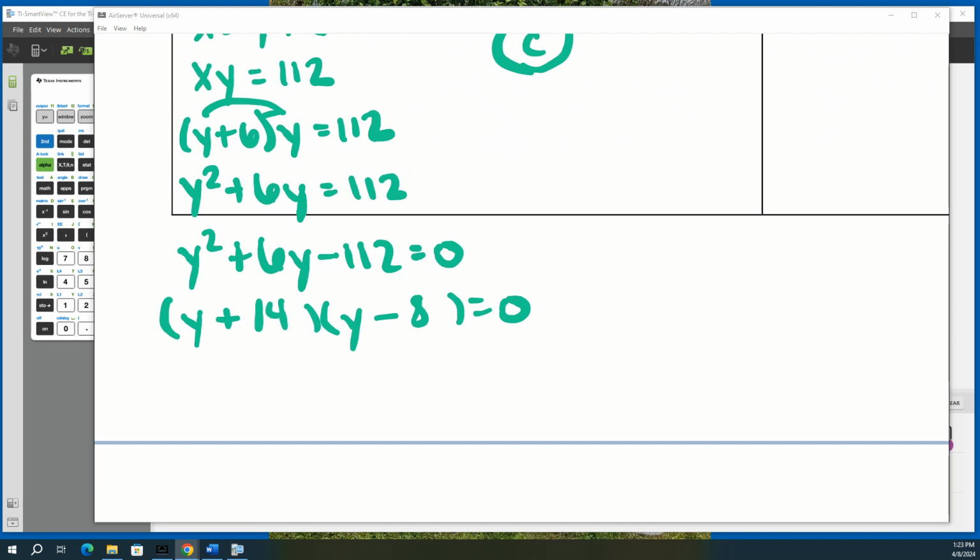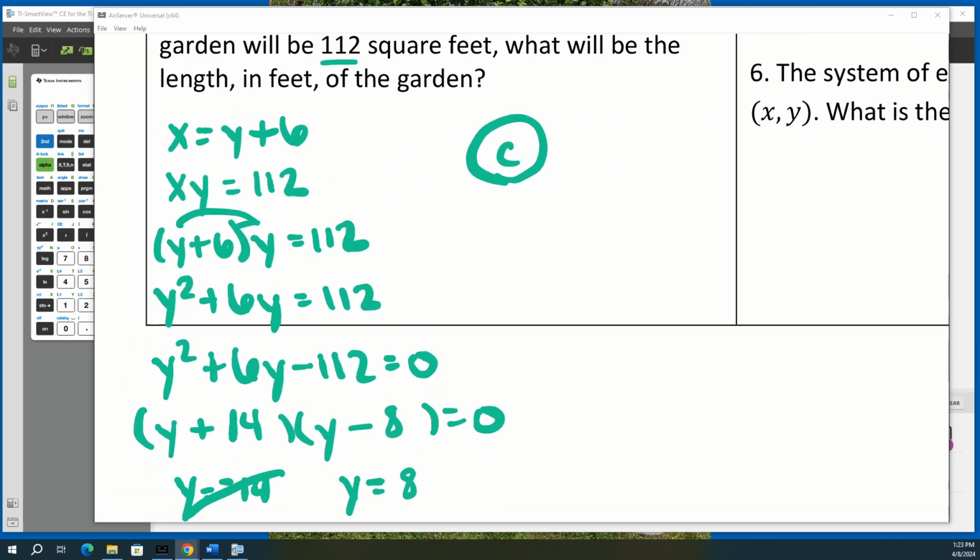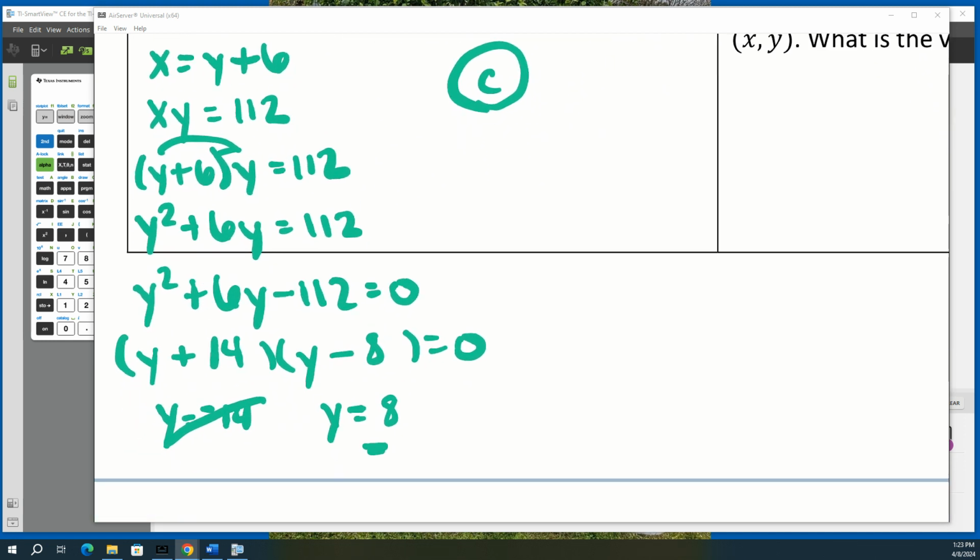Okay, so I'm going to get 2 answers for y, negative 14 and 8. So if y is the width, which one of these there's no way is the answer? Negative 14. So we can't have a negative. So that means, what's the answer? The answer to the question is the length. So our width is 8. Our length is going to be 8 plus 6, or 14.